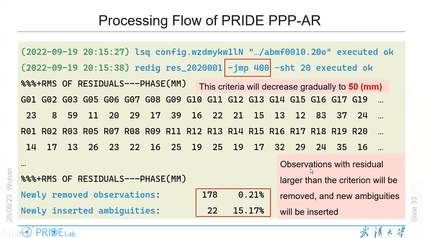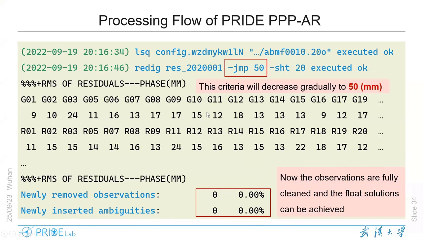The output also shows you the RMS phase residuals for each satellite. It will show some statistics about how many observations were removed and how many ambiguities were inserted by the Radic program. And this is the final output from the Radic program.